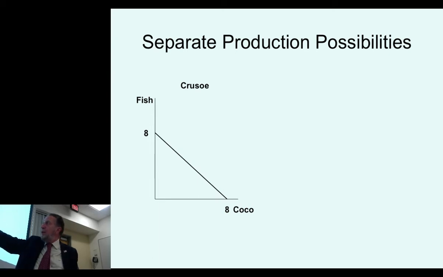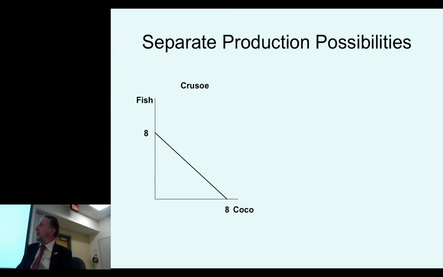0 and 8, and then 1 and 7, and then 2 and 6, and then 4 and 4, and then down here 7 and 1. So those are all points that are possible for him to produce. Once you've derived the function, notice that you can answer a whole bunch of questions without doing any calculations. Is it possible for him to reach that combination of coconuts and fish? This combination here. No. Well, think about it.